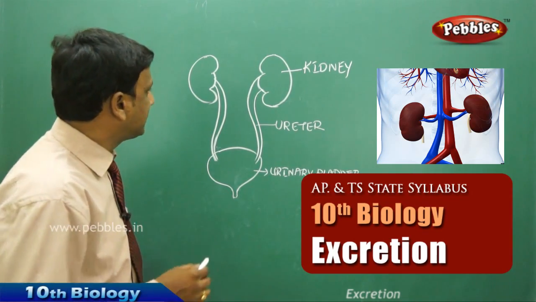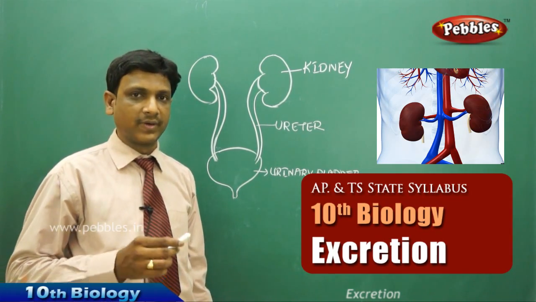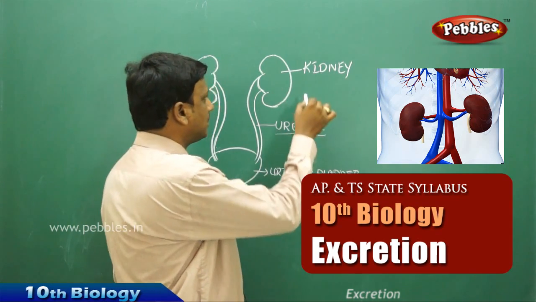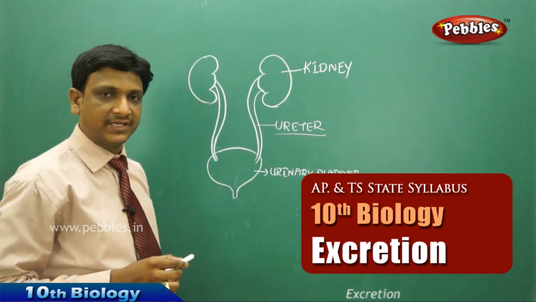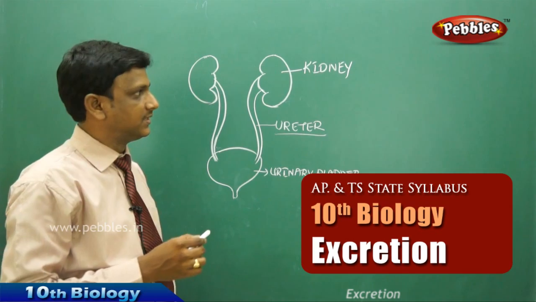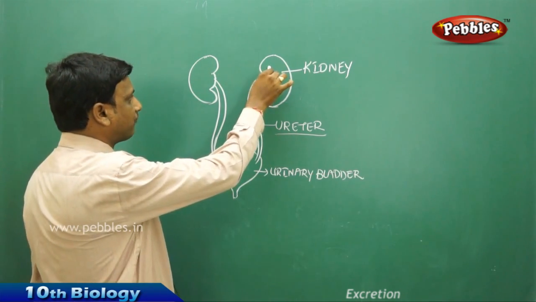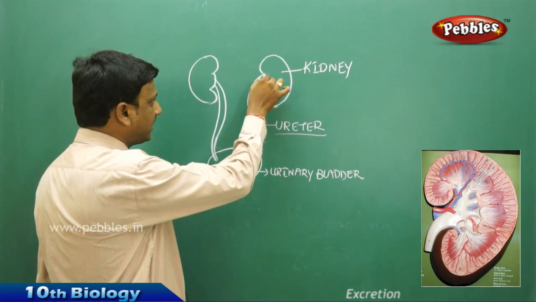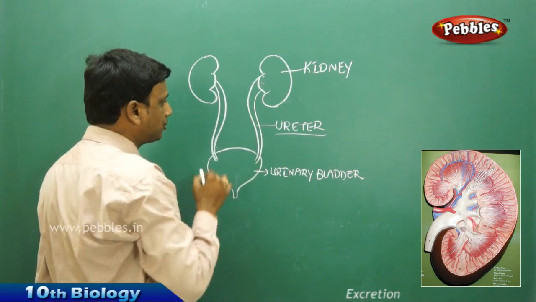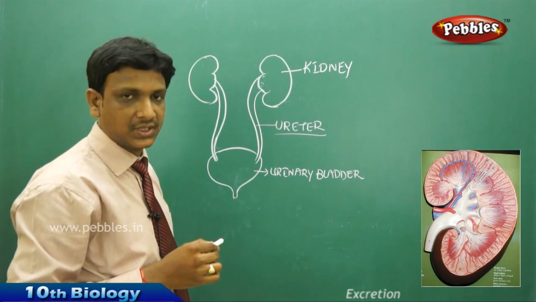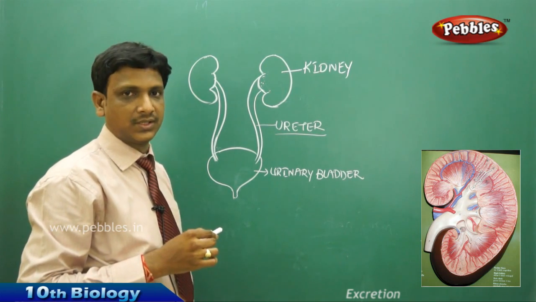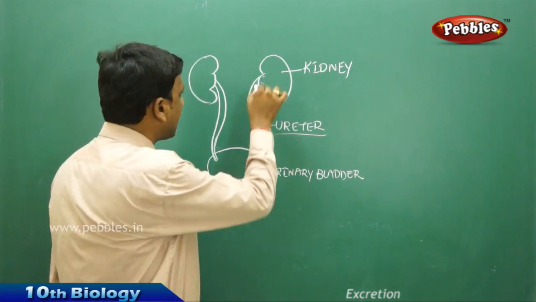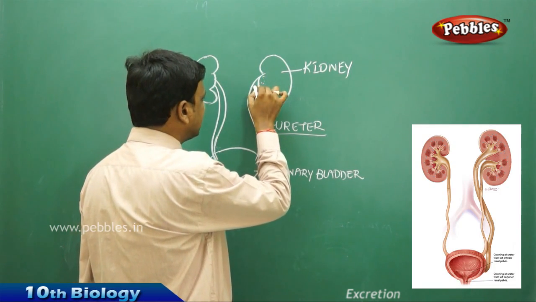Okay, now let us look at another important part of our excretory system, that is the ureter. We studied the structure of the kidney and its functional units, the nephrons. After the formation of urine, the urine is collected into long tubes called ureters. We have a pair of ureters that arise from the hilus region of the kidneys.